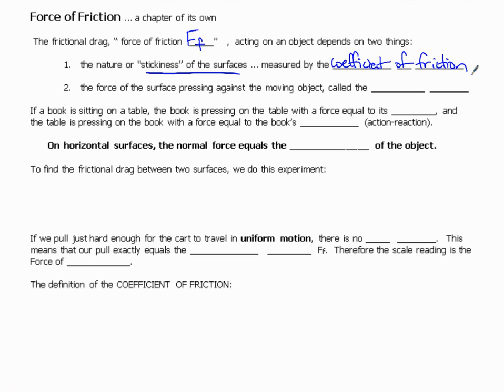Second thing is the force of the surface pressing against the moving object. And this is called the normal force. So if a book is sitting on a table, the book is pressing on the table with a force equal to its weight. And the table is pressing on the book with a force equal to the book's weight. So this is some action-reaction forces.